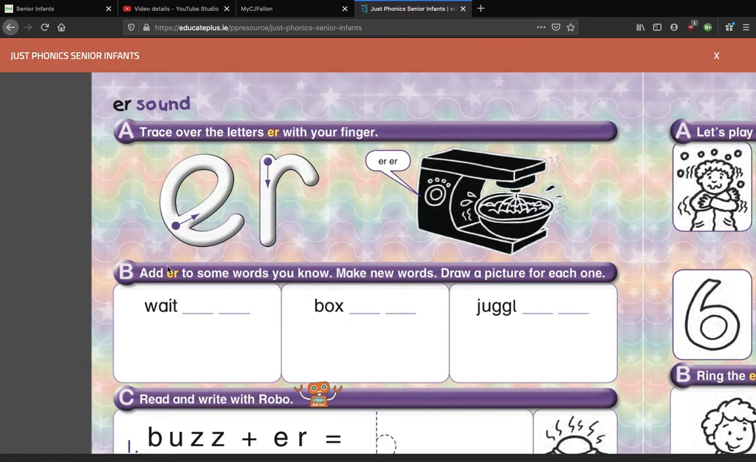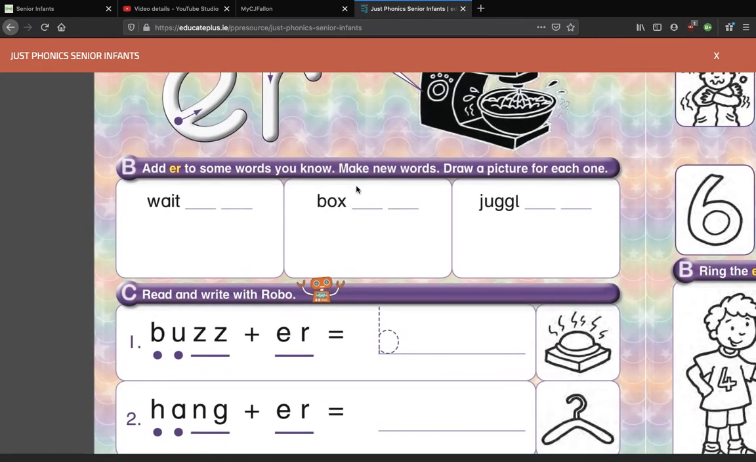Okay, so I want you to add to some of these words here to make new words. We've got wait. I want you to put here. So then it would be w a t waiter. A waiter is a person who serves you food when you're out at a restaurant or somewhere like that. A waiter. Box and juggler. Box juggler. And then you can draw a little picture for each one.